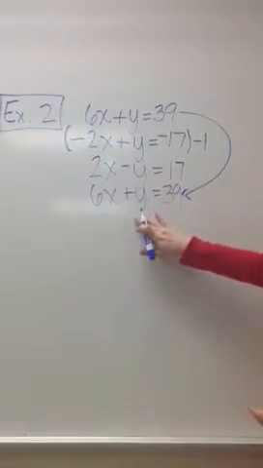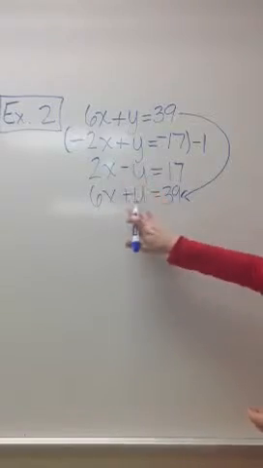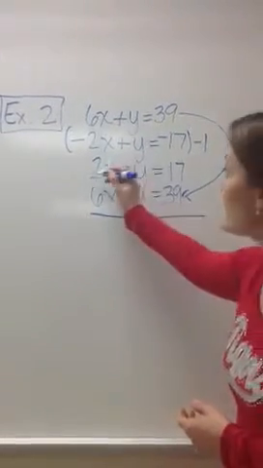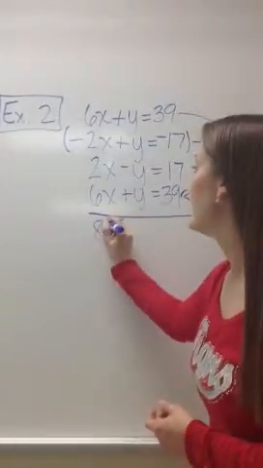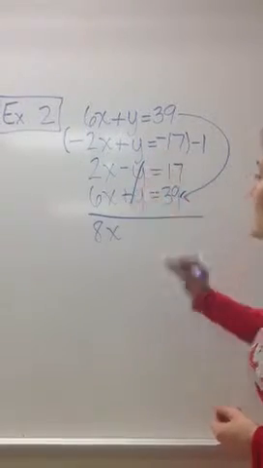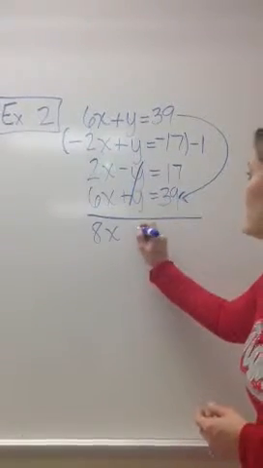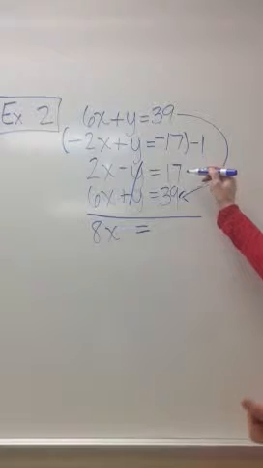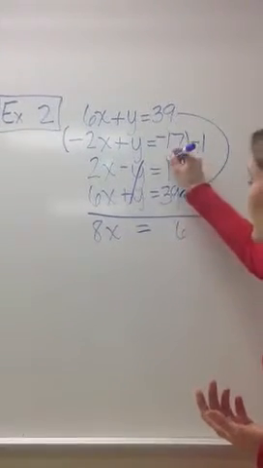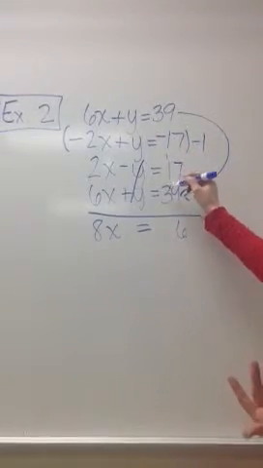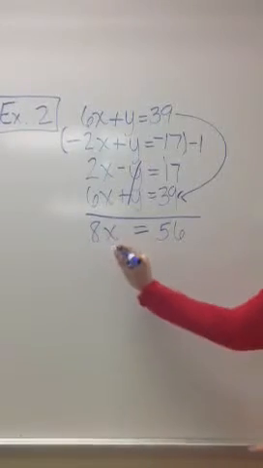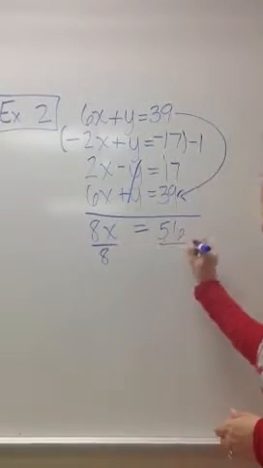Now you can see I have additive inverses with my y's, negative y and a positive y. So I'm going to add my equations together. 2x plus 6x gives me 8x's. Negative y plus y eliminates that y variable. It's going to cancel. And then I'm going to add 17 plus 39. 7 plus 9, 16. Carry the 1. 1 plus 1 is 2, plus another 3. That gives me 56. To solve for x, I'm going to divide by this coefficient of 8.